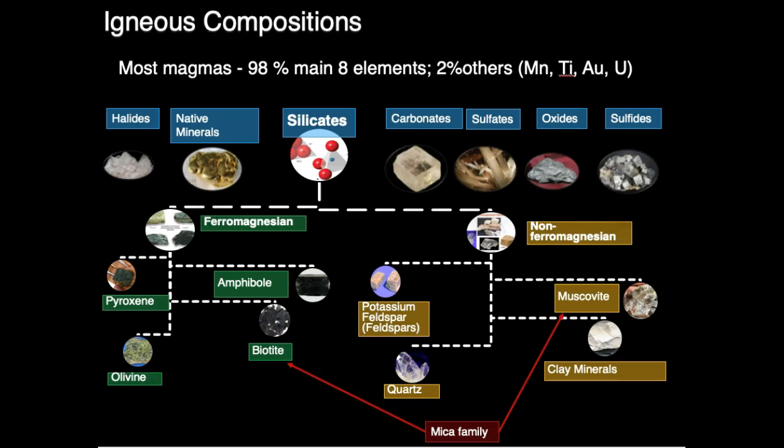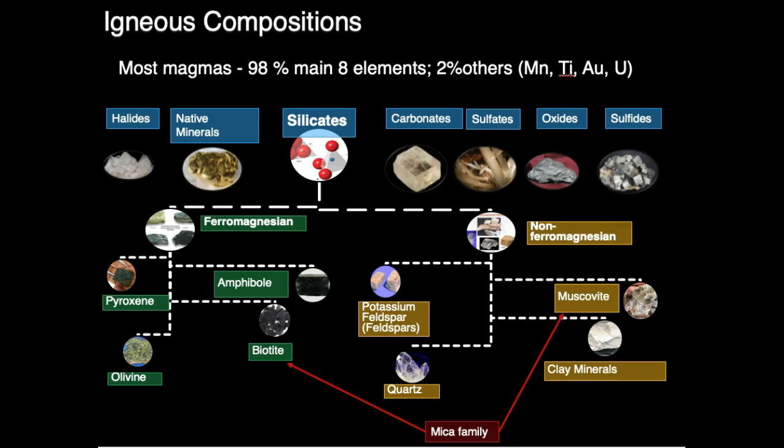The image above is kind of a summary of how the mineral groups are. You see, again, the 7 mineral groups in the blue boxes. So you have halides, native minerals, silicates, carbonates, sulfates, oxides, and sulfides. And for each of those, I put a little picture of one of the characteristic minerals. Under the silicates, then we have the 2 different types of either ferromagnesian or non-ferromagnesian silicates split up.